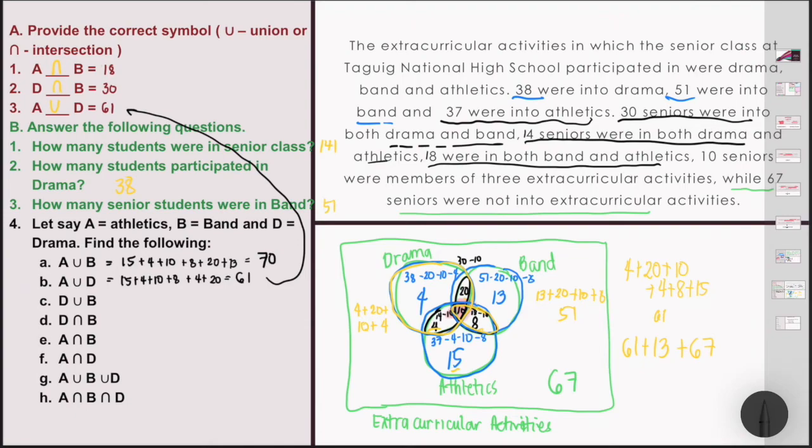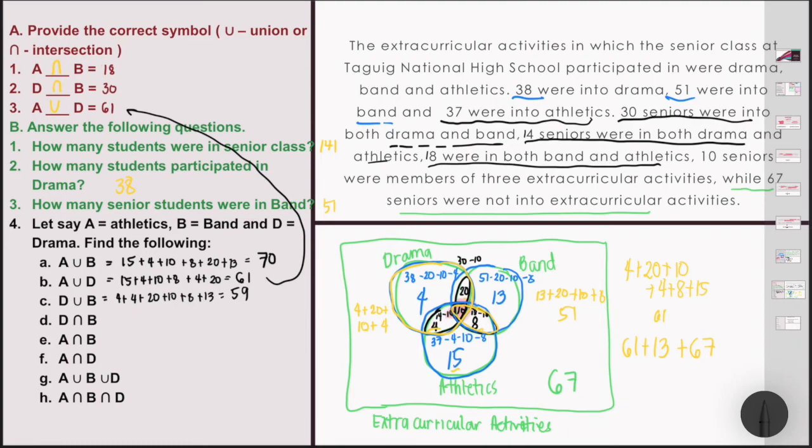Next, for letter C, that is drama union band. Again, let's add all the numbers from their circles. So for drama and band, you have 4 plus 4 plus 20 plus 10 plus 8 plus 13. And we have 30, 46, 59.